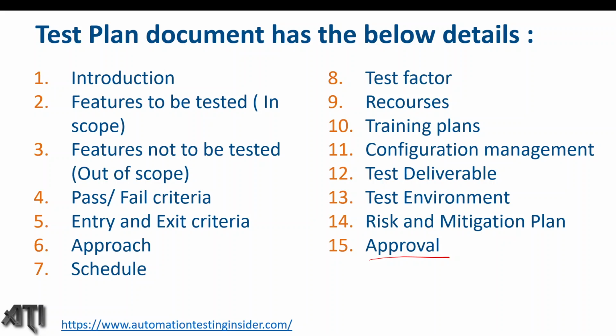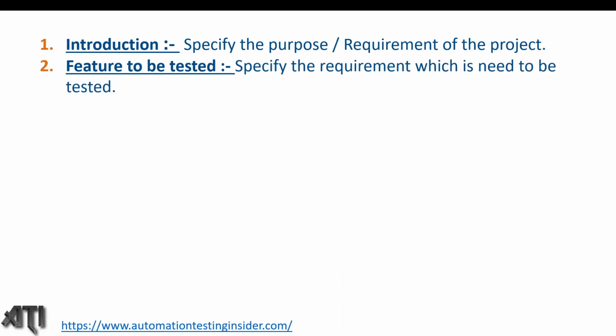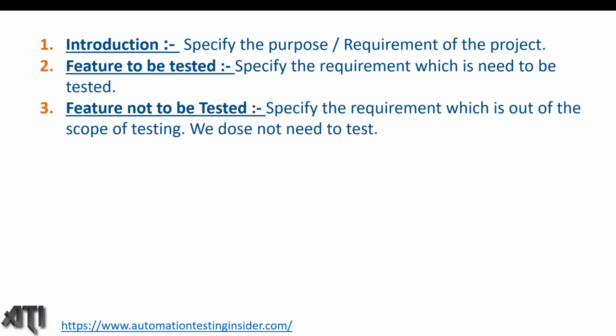So let's talk about them one by one in detail. Introduction: specify the purpose and requirement of the project. There we'll talk about what the client name is and what the requirements of the project are. So that is part of the introduction. Features to be tested: specify the requirements which need to be tested, which are in scope. Features not to be tested: specify the requirements which are out of scope for testing. We do not need to test them. There is a spelling mistake over here.